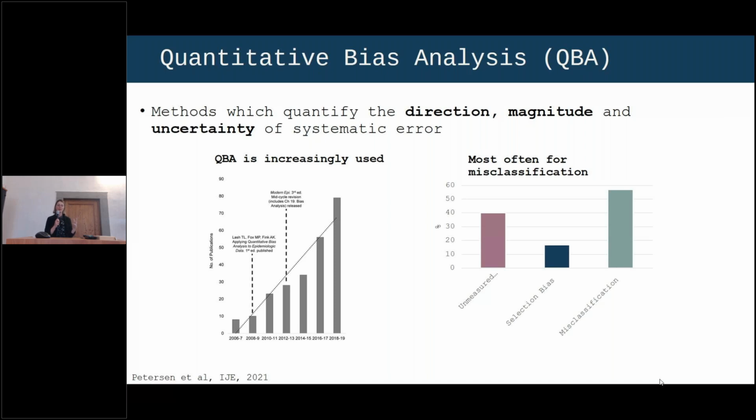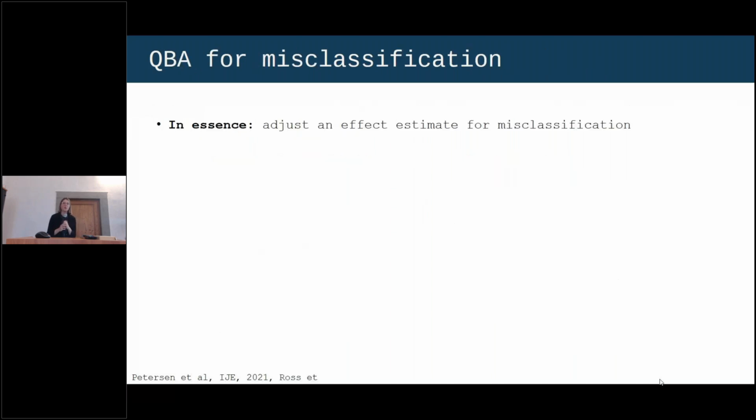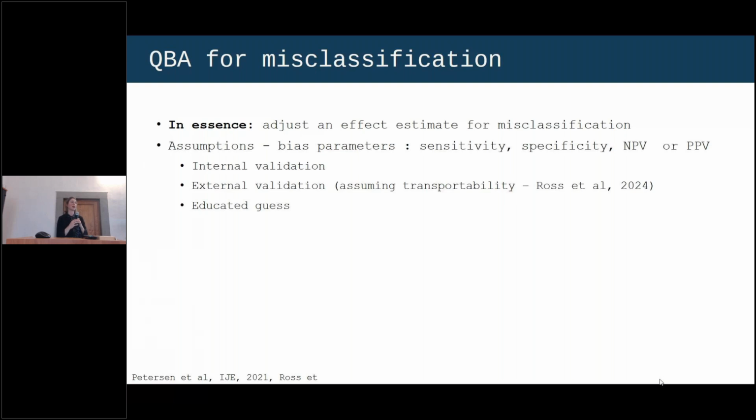We can use QBA to correct for unmeasured confounding, for selection bias and misclassification. And this graph just shows you the breakdown of the different scenarios in which it's used. So actually, most frequently for misclassification. When we think about QBA for misclassification, effectively what we're trying to do is adjust an estimate of effect for misclassification. We do this by setting some assumptions called bias parameters. And for misclassification, the bias parameters we can use are the sensitivity and specificity. That's typically what we would tend to use in QBA.